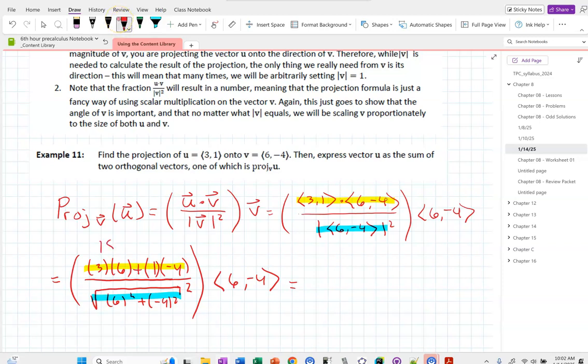All right. 6 times 3 is 18. 1 times -4 is -4. So I have 14 there. 6 squared is 36. -4 squared is 16. So that's over the square root of 52. Oops. Before I do that, I notice that the squared and the square root are just going to cancel, right? Just do that now. So I just have 14 over 52.